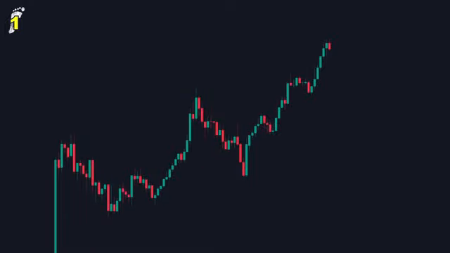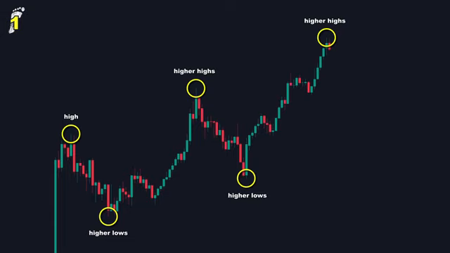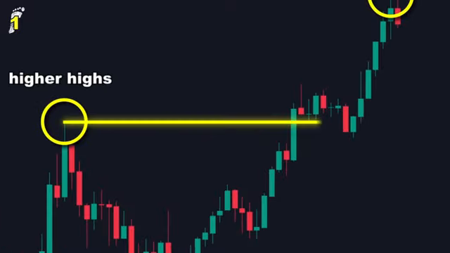Let me show you exactly what this looks like on a real chart. Notice how price is forming those classic higher highs and higher lows that indicate a clear uptrend. To find our break of structure, we look for the moment when price breaks above those previous highs and forms new higher highs. Right here, this becomes our confirmed break of structure.